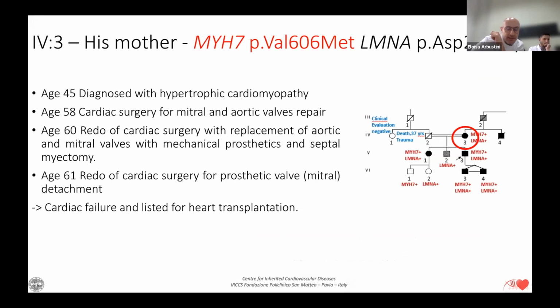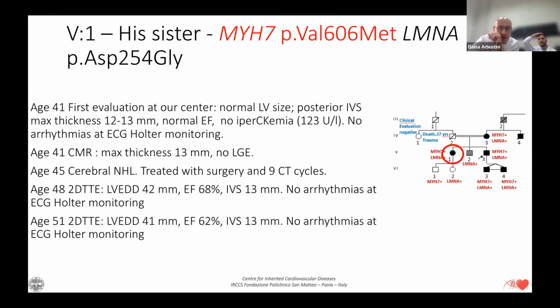So his mother carried the same variants and was diagnosed with hypertrophic cardiomyopathy at the age of 45. She underwent repeated cardiac surgery for valvular disease, and at the age of 60 she also underwent myectomy. In the end, she developed heart failure and was listed for transplantation after the age of 62, following repeated valve surgery because of the valvular heart disease.